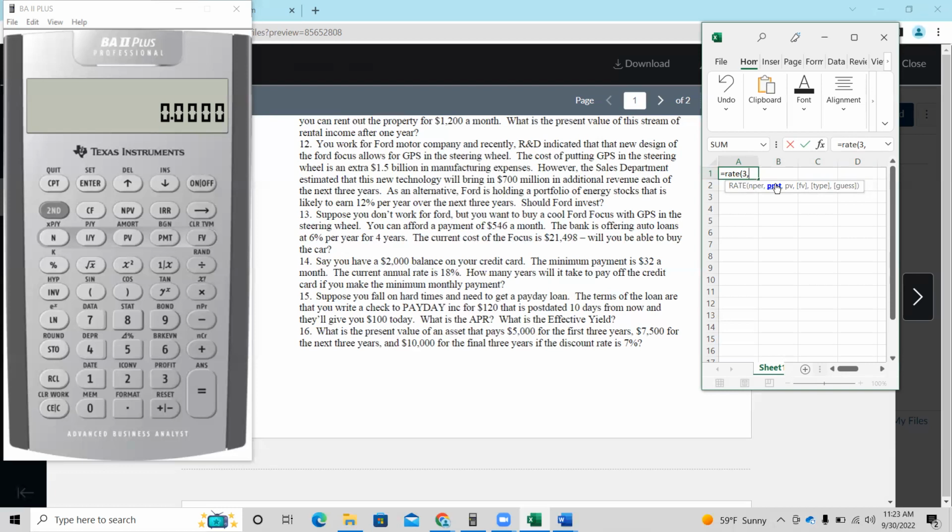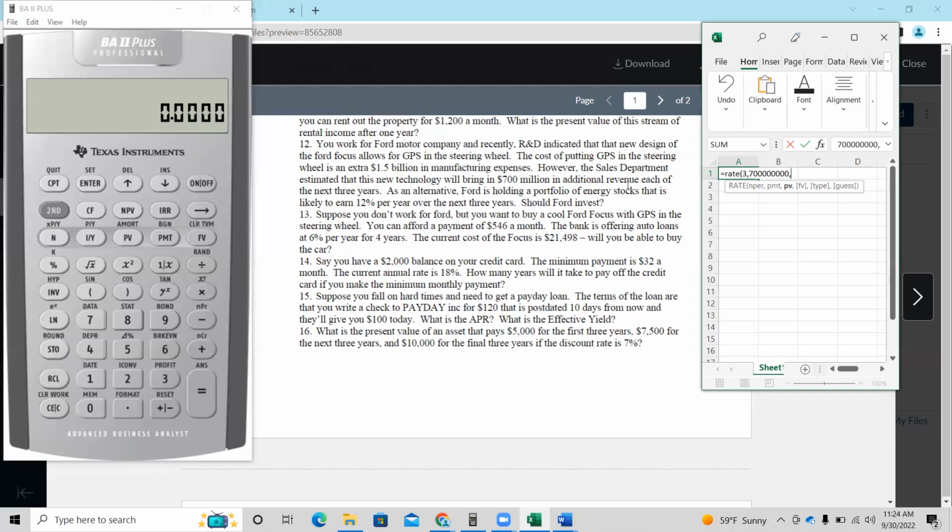And then the last thing we want to do is talk about what are the outflows versus what are the inflows. Here, the outflow is going to be the 1.5 billion, right? That's coming out of Ford's pocket. The inflows are going to be the 700 million that are going to come into Ford's pocket. So the 700 million is going to be an inflow, so that's going to remain positive. And so when I put 3 years, 700 million, it's going to capture all 3 payments of 700 million in each of the 3 years.